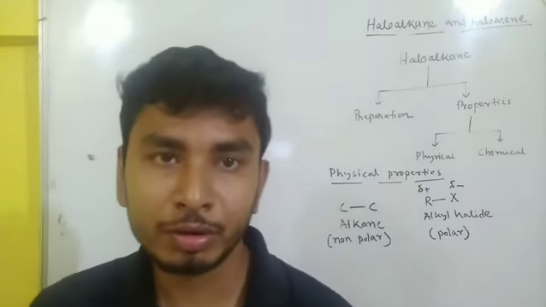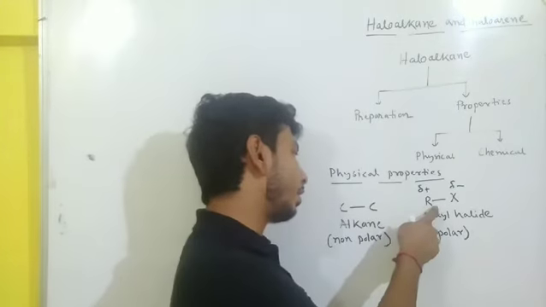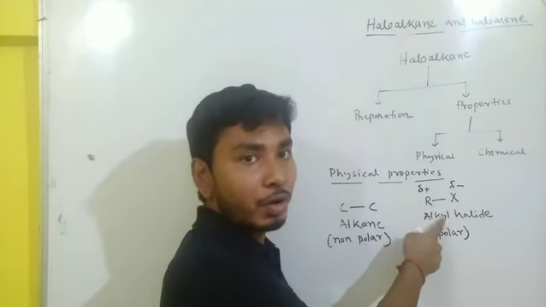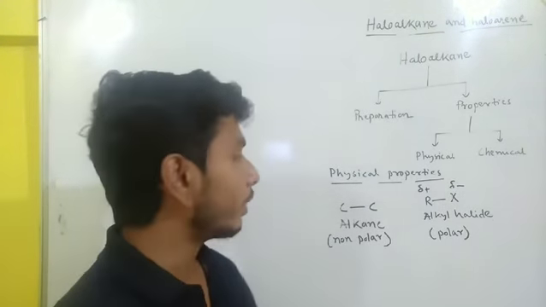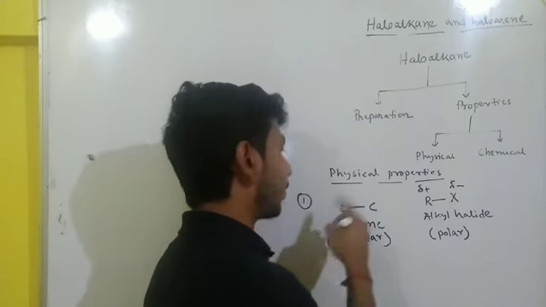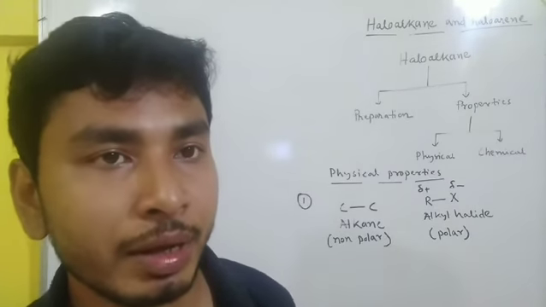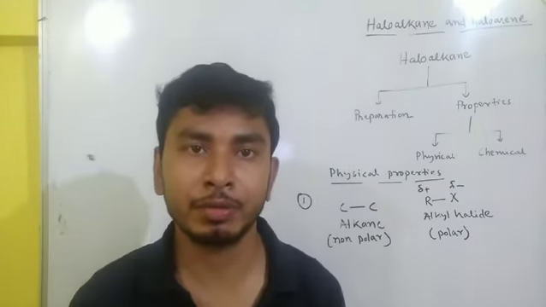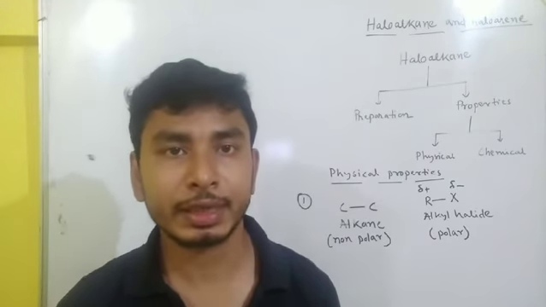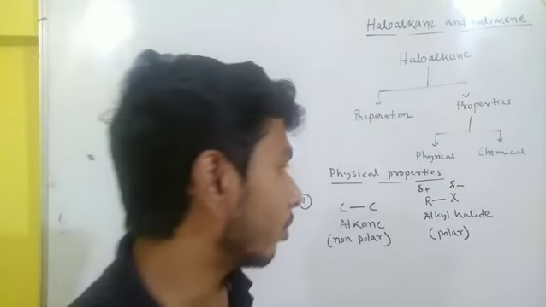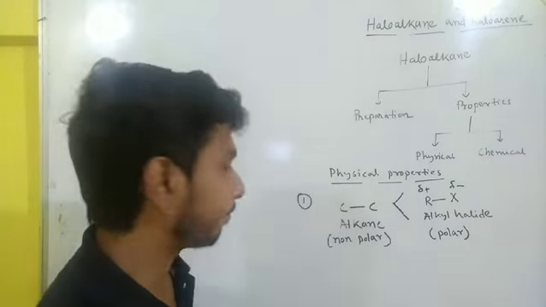We know that a polar molecule has a higher boiling point than a non-polar molecule. So alkyl halide will have a higher boiling point than that of the alkane of comparable mass. So number one, boiling point of alkyl halide and boiling point of alkane: alkyl halide will have a higher boiling point than the alkane of comparable mass, because alkyl halide is a polar molecule, whereas alkane is a non-polar molecule.